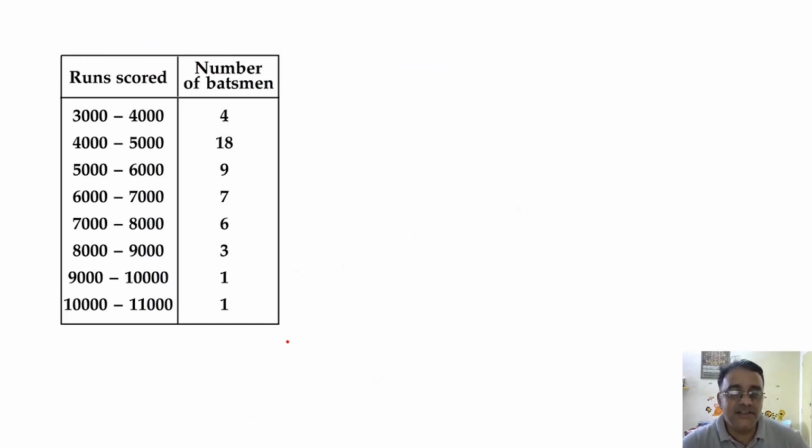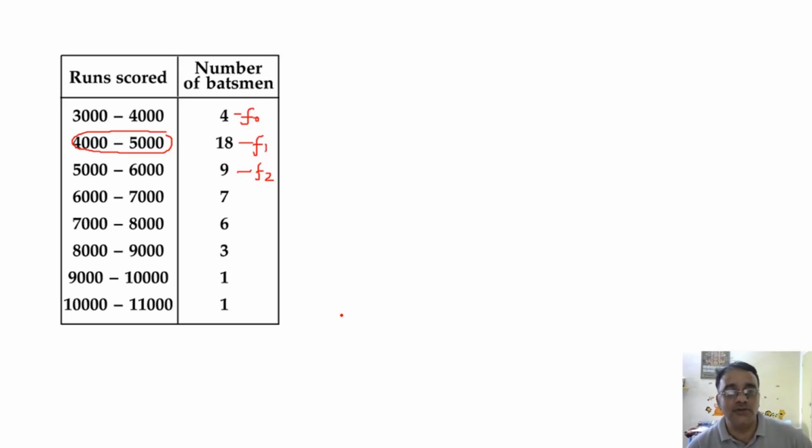Which frequency is the highest frequency? 18. So this is f1, 18, and this is the modal class, and this is f0, and after f1 is f2. And what is the value of h here? 1000. And what is the value of l? 4000. Right. So first we will start with the modal class.